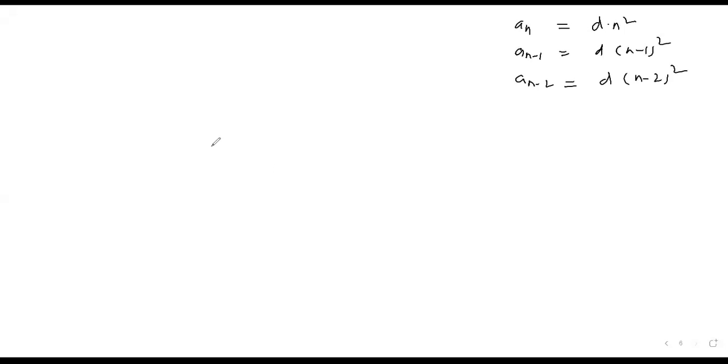See, first one is, what is the equation? a_n means d n square minus 2 into d into n minus 1 square plus a_{n-2} means d into n minus 2 whole square equals to 2. Am I right? Yes or no? This is a_n minus 2a_{n-1} plus a_{n-2} equals to 2. Am I right? Yes or no?